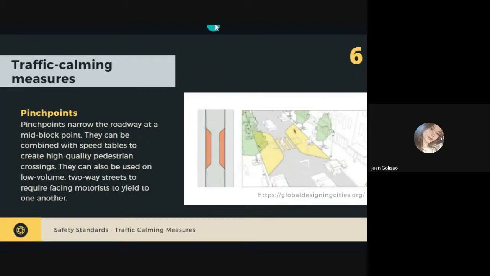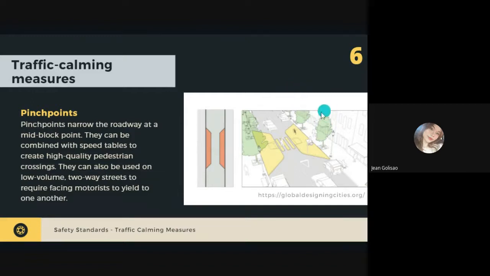Next, we have the pinch points. Pinch points narrow the roadway at a mid-block point. They can be combined with speed tables to create high-quality pedestrian crossings. And they can also be used on low-volume two-way streets to require facing motorists to yield to one another.